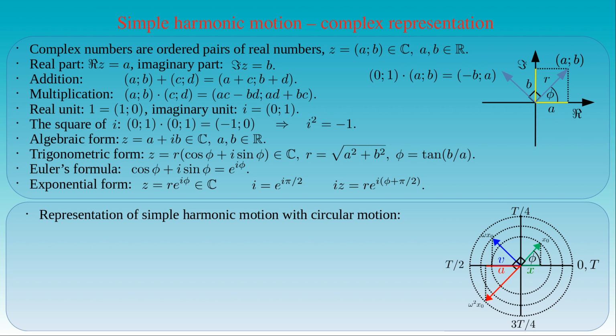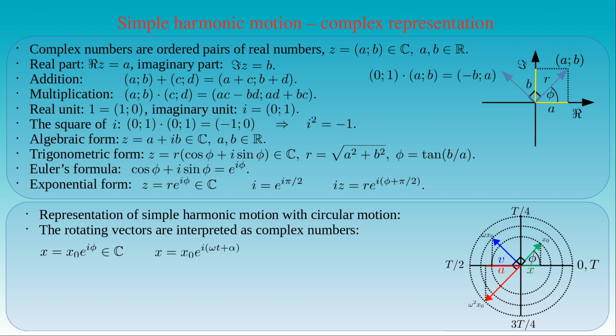Then the displacement x of the oscillation can be interpreted as a complex number, which is written in exponential form. Its magnitude is the maximum amplitude x0, and its exponential term is given by e to i times the phase angle phi. The phase angle of the rotating vector is equal to omega times t plus alpha. If the phase angle alpha is set to 0, then x is equal to x0 times e to i times omega times t. The velocity and the acceleration can also be written in such a form.